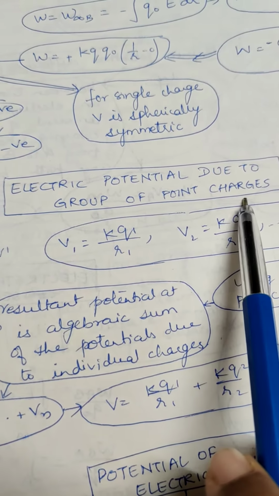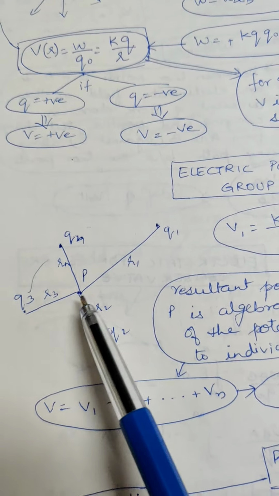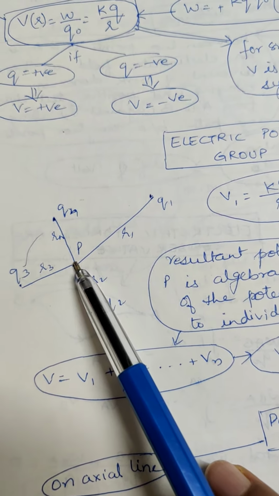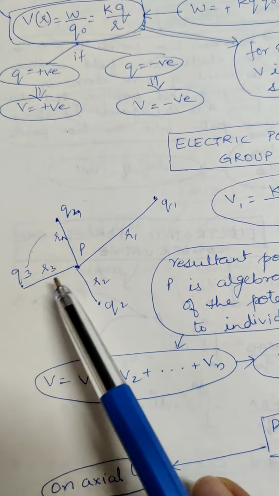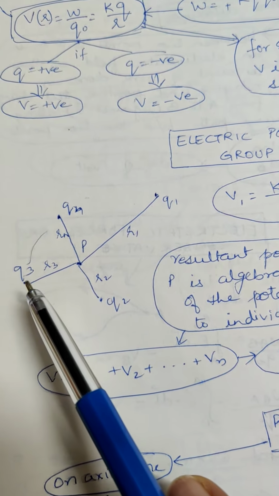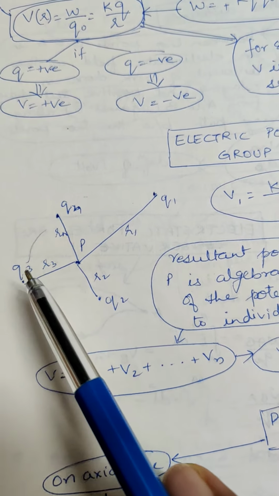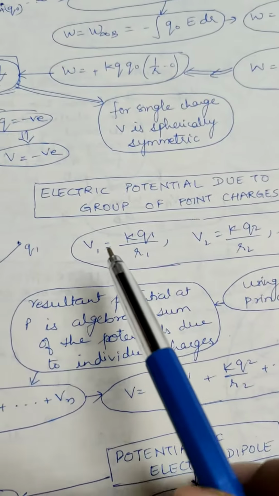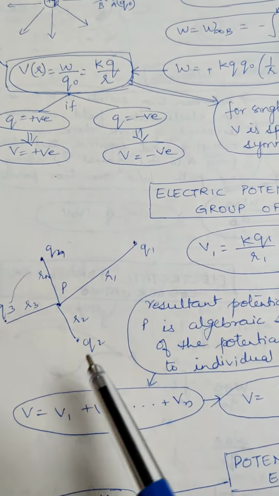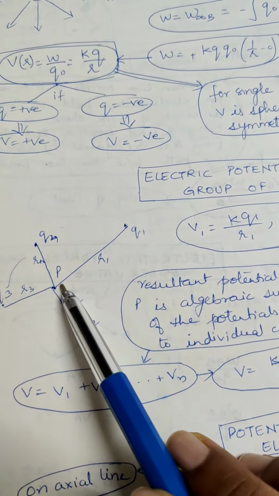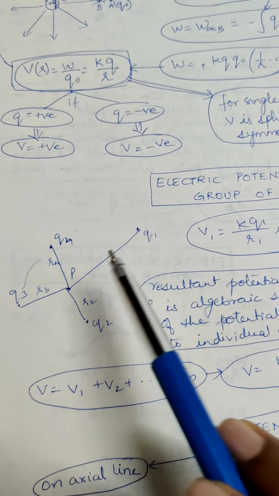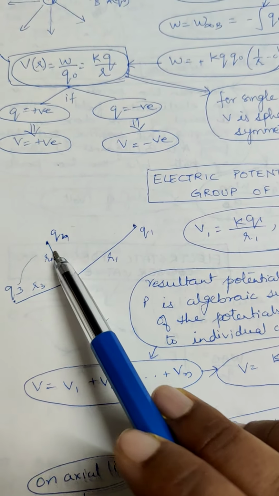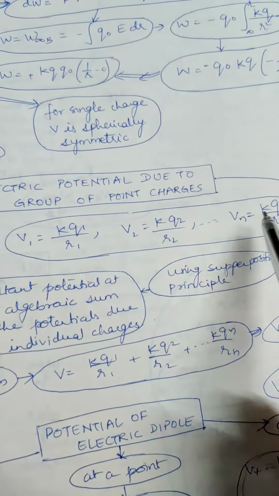Now electric potential due to a group of point charges. There is a group, so many charges are there, and at this point you have to find the potential. Potential is a scalar quantity, as I told you maybe in the previous video, so it will be an algebraic sum. The algebraic sum of the potentials due to all individual charges will give us the total potential. The potential due to the first charge here is kq1 by r1. Due to this, kq2 by r2, kq3 by r3, and in the same way kqn by rn. So these are the individual potentials.